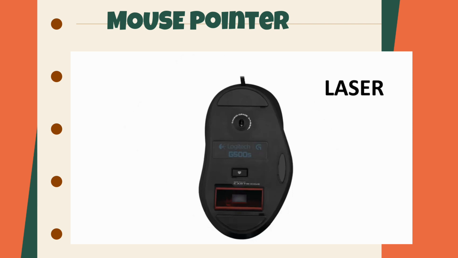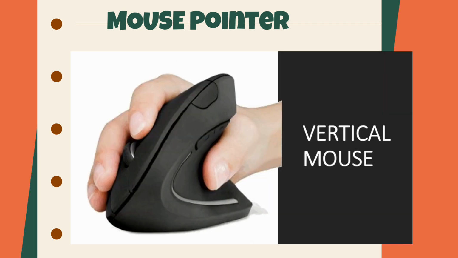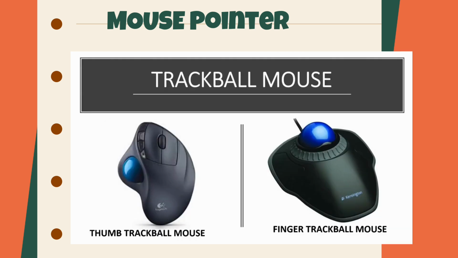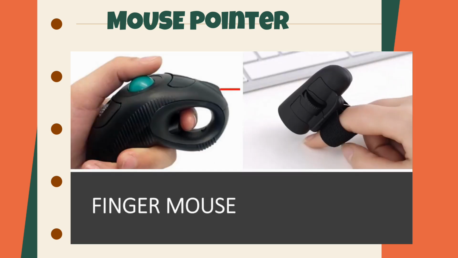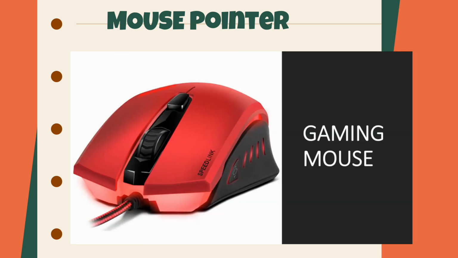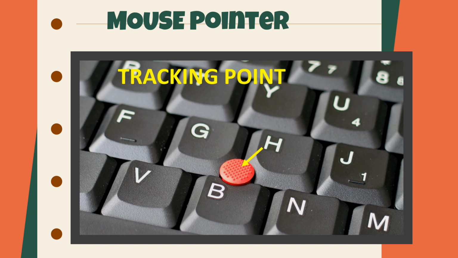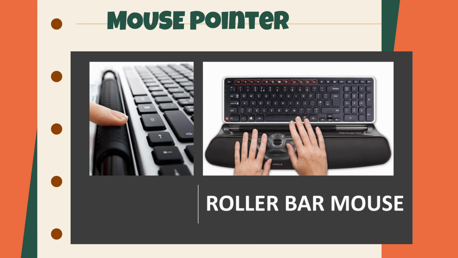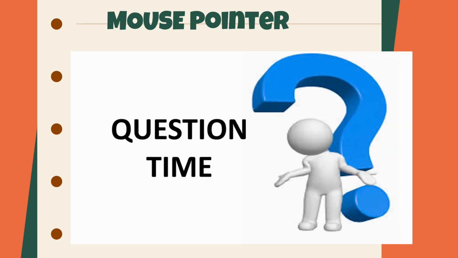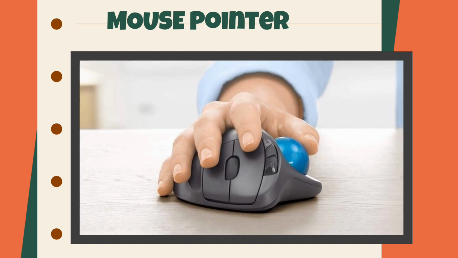Optical mouse. The mouse comes in many forms. For example, vertical mouse, trackball mouse, pen mouse, finger mouse, gaming mouse, tracking point, joystick mouse, roller bar mouse. Question time. Find the name of.